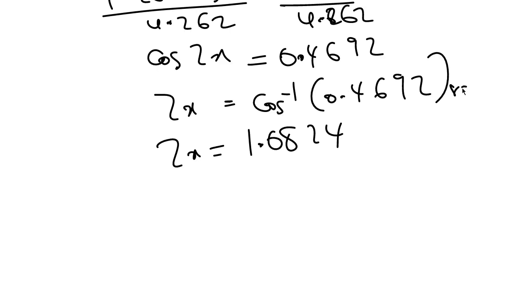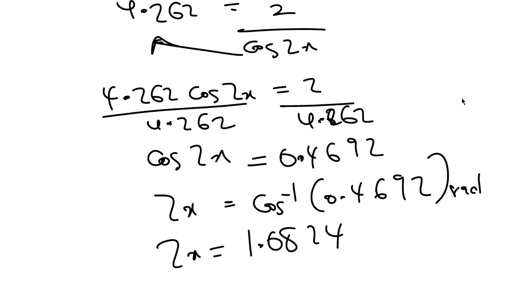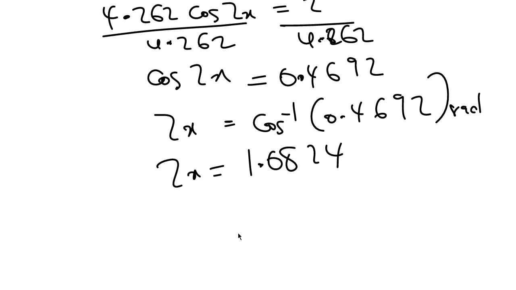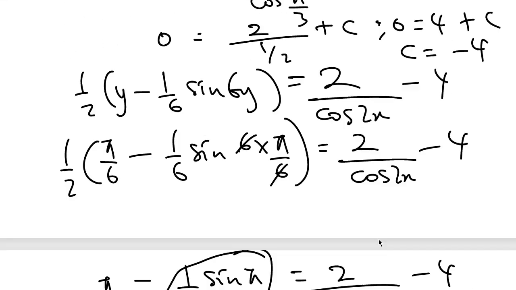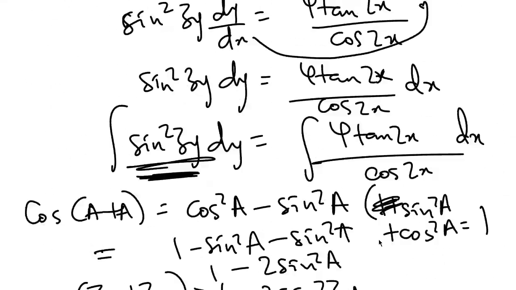That's in radians, because all these were in radians. And then dividing through by 2, the value of x is equal to 0.541, right? So to 3 decimal places we have 0.541, and that's the value of x when y is equal to pi over 6.